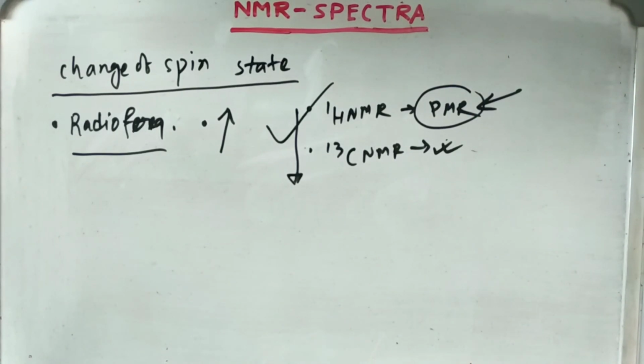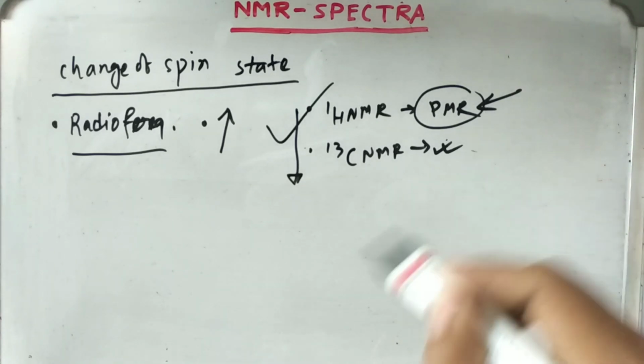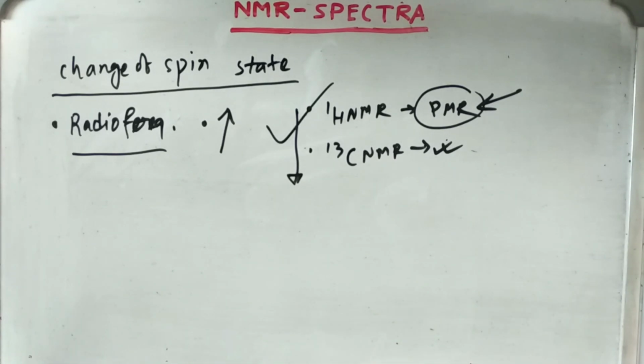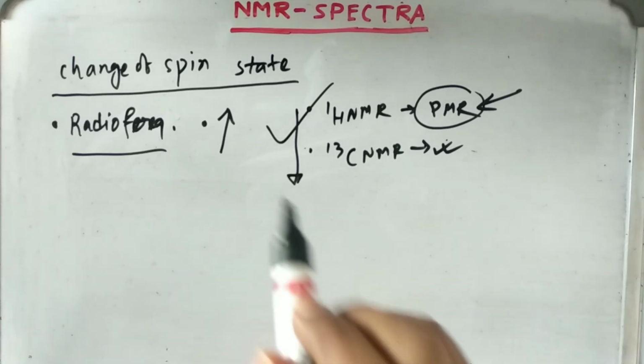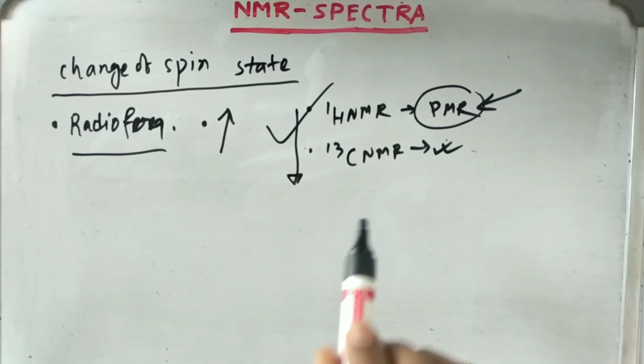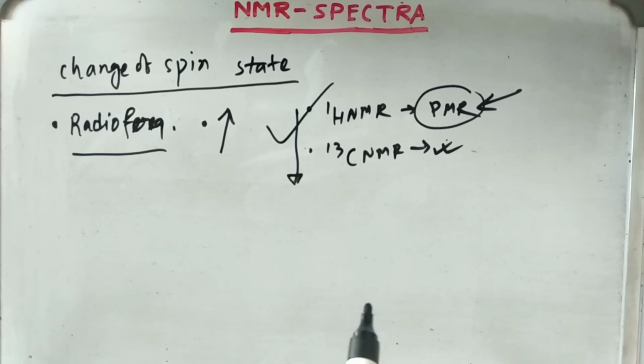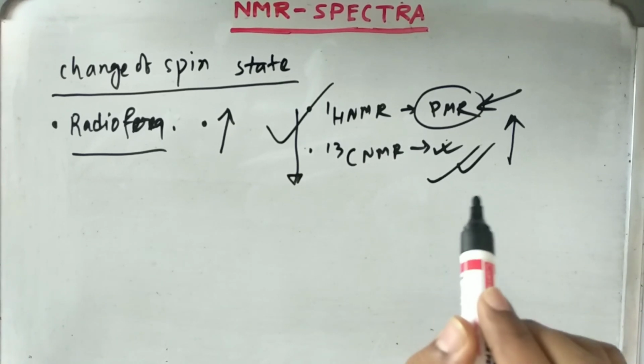Why do we need to learn PMR spectroscopy, and how does it help us? PMR spectroscopy, along with IR data, helps to determine the actual structure of an unknown compound, basically an unknown organic compound or unknown inorganic molecule. That was the essence of NMR spectroscopy.